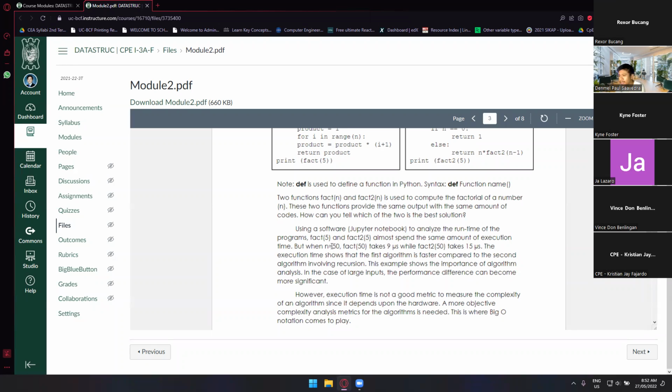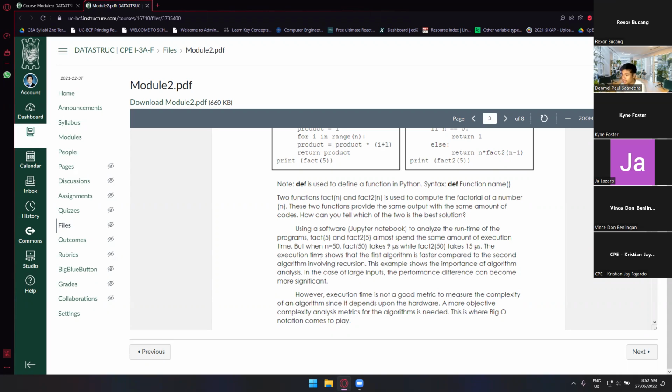But when n is now equal to 50, this is where they will differ from each other. So the first fact, for 50, takes 9 microseconds, while the second fact, while running 50 times of that one, will take you 15 microseconds. So as you can see, the first one will take a shorter time to finish the entire algorithm, while the second one will take longer by 6 microseconds to finish the entire algorithm or loop.